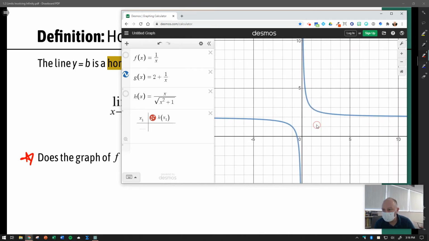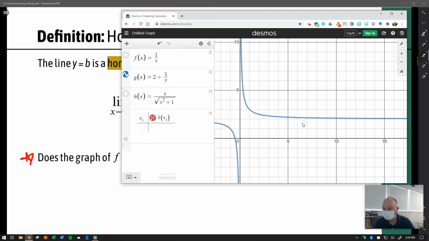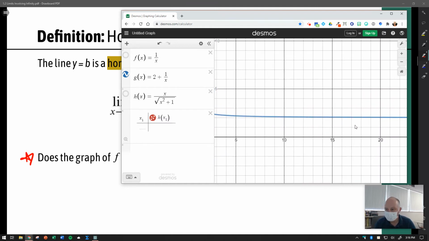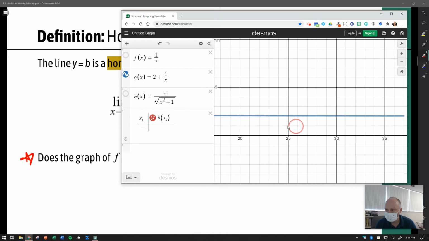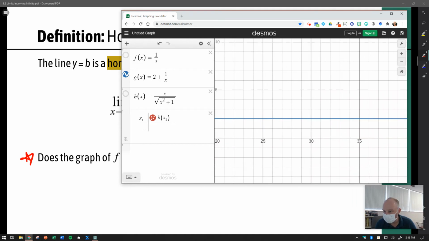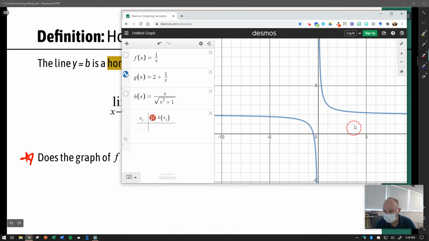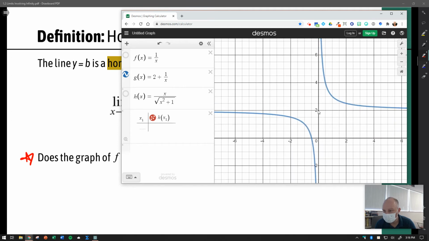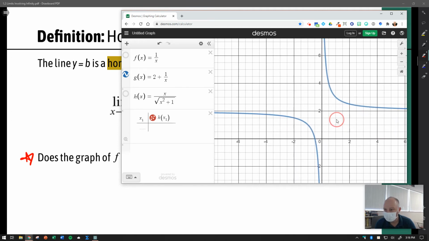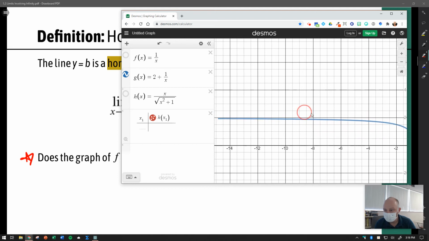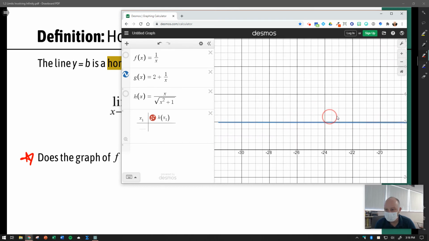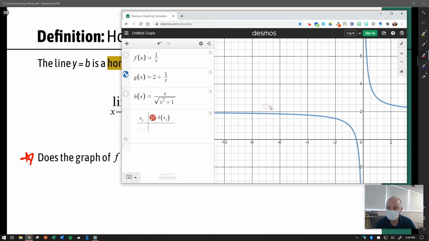So this is 2 plus 1 over x. As x grows very large, we see our function flattening out and leveling off. And where does it level off? It looks to me like it's leveling off at the y value of 2. What about to the left? Same story. It's leveling off at 2.